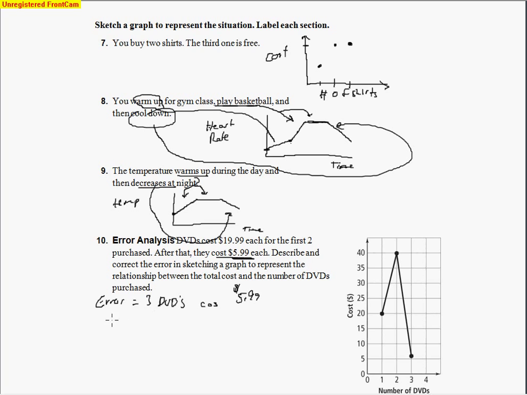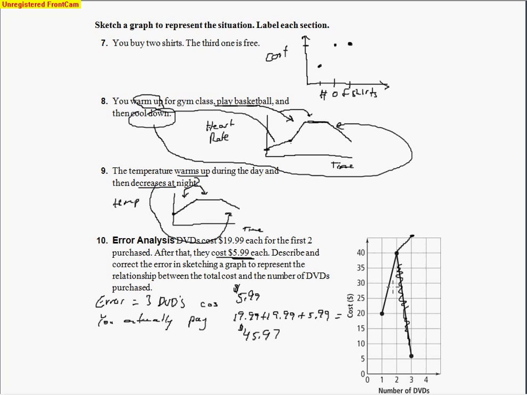You're actually going to pay $19.99 plus another $19.99 and then plus $5.99. So when you add all that up, that makes $45.97 is what you're really going to pay. So $45.97 for 3 DVDs should be right, let's say it's going to be a little above that line, so somewhere right in this region here. And so the line should end up going like that. And this part would be wrong there.